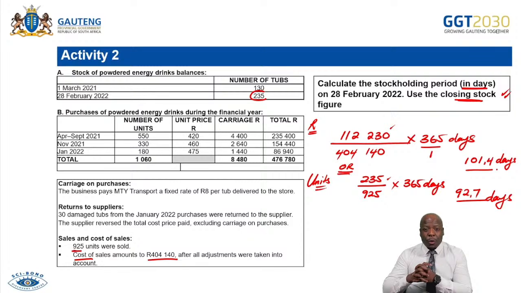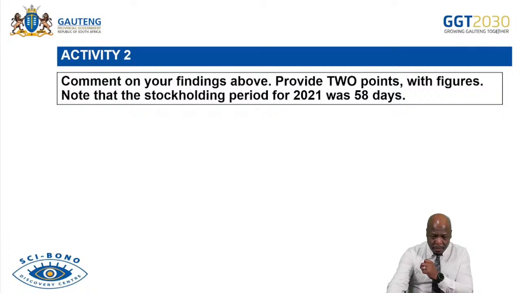So I think there should be a question that follows such a calculation. Let's see if there's a question that can follow. Comment on your findings above. Provide 2 points with figures. Know that the stock holding period for 2021 was 58 days. So they're telling us that in the previous year, our stock holding period was 58 days. But in this year, we've calculated it to be 101, or you can comment using the 92.7.